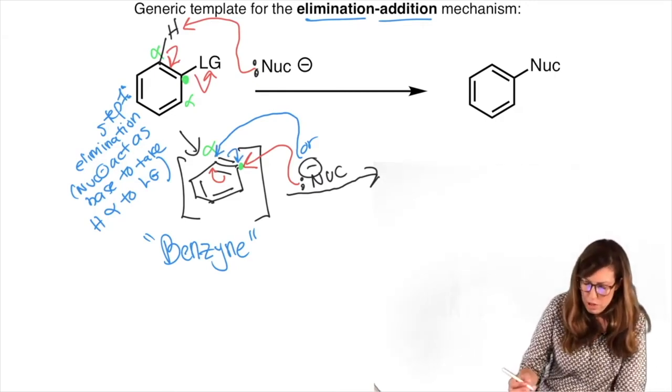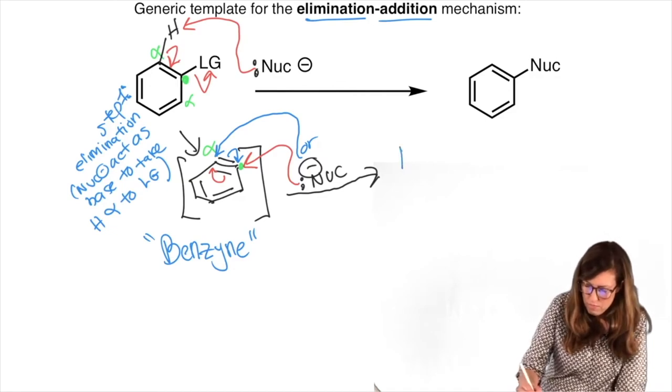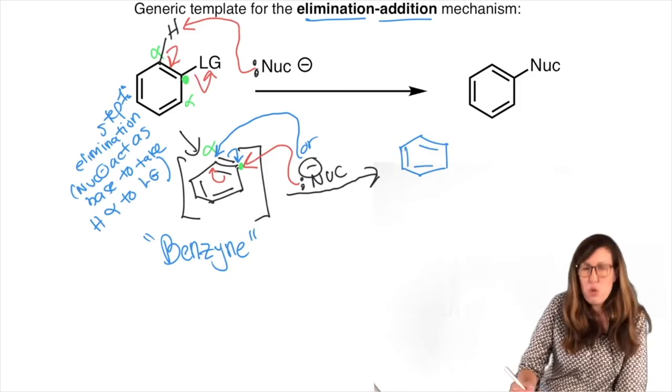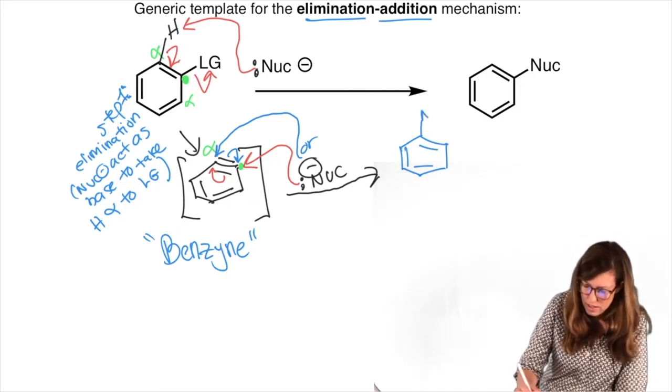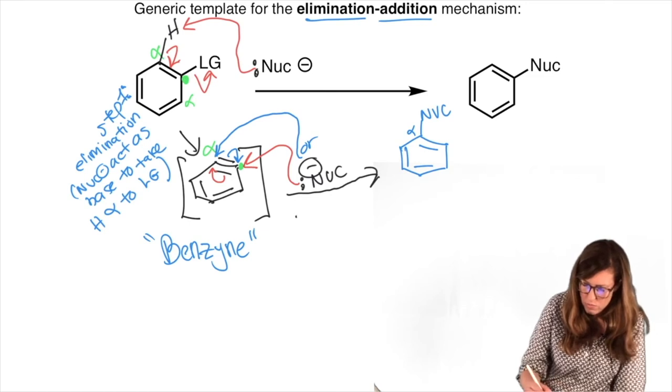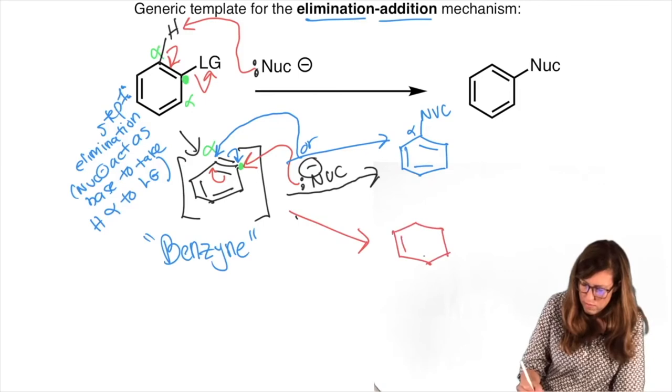So I'm going to draw my blue product. In either case, we're back to benzene, yay. But the nucleophile is here, that was the alpha carbon, or the nucleophile is, let's see, I'll choose the blue right there, red this way. So this was alpha, but now it's on the dot carbon.